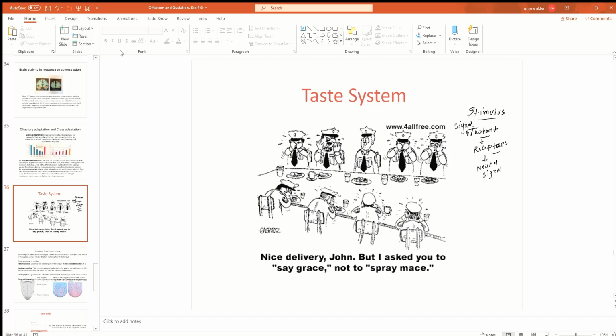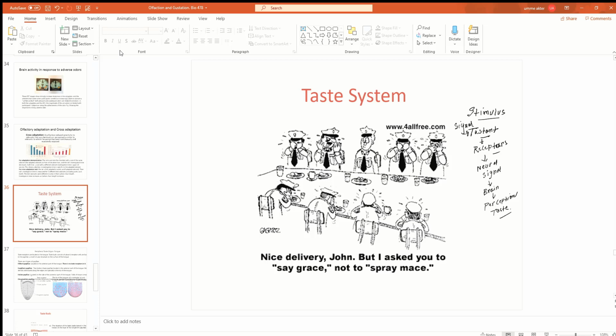Okay. So tastants must be able to bind with the receptors and produce neural signals that the brain represents as the perception of different tastes. So this neural signal goes to the brain, and the brain gives you the perception of different tastes. Okay. So that is the perception of taste.